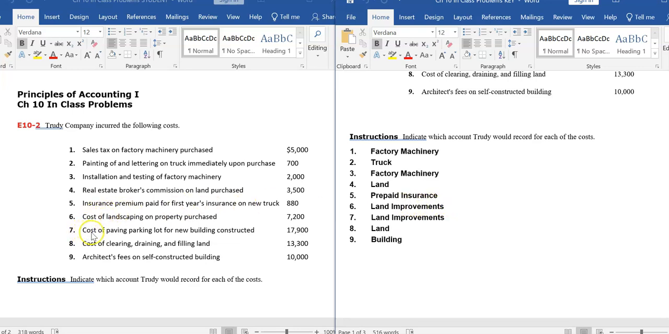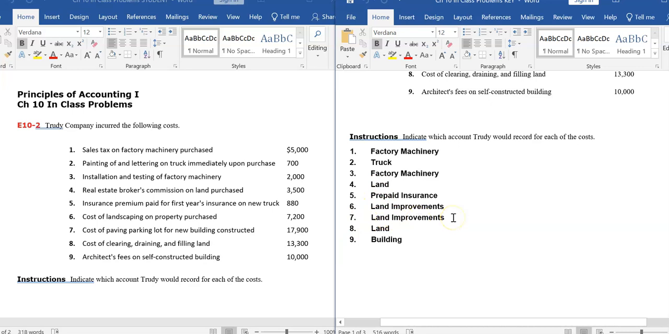It's the same thing with number 7, cost of paving a parking lot for a new building constructed. The cost of paving the parking lot is not a cost of the land that was purchased. It's a cost of the parking lot, okay? It's a land improvement. And because the parking lot has a limited life, we record that separately from the land.